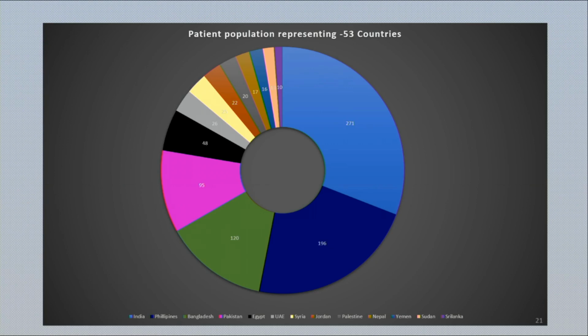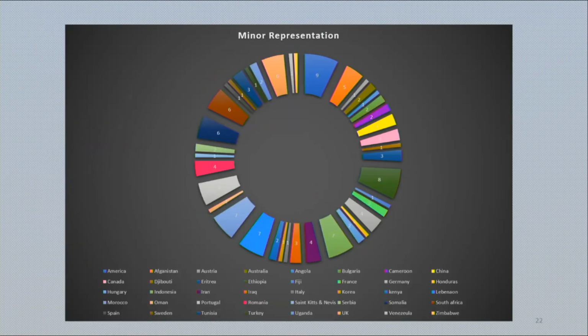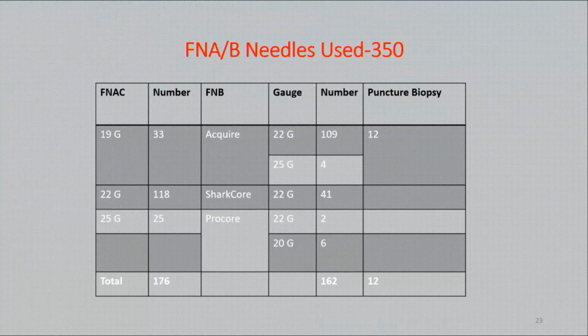That is another beauty of the UAE, because it's a melting pot of civilizations and various nationalities. So I had the privilege of doing EUS procedures in patients from 53 countries, and this is the breakup of patients from various parts. This is a minor representation of patients from various parts of the world.